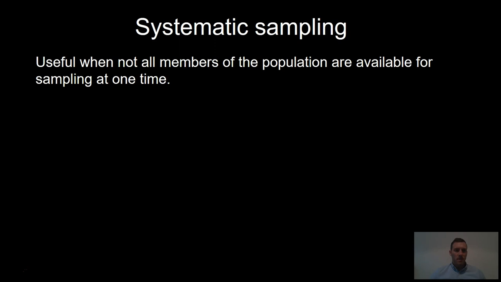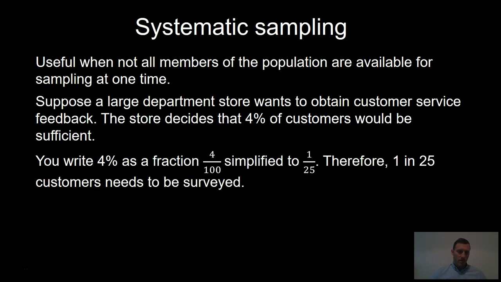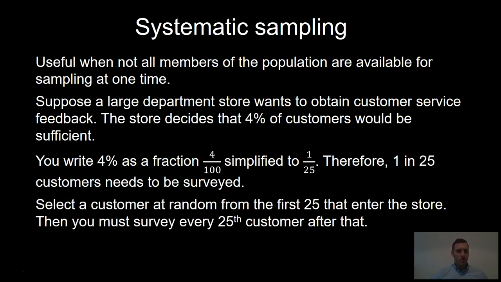So systematic sampling is useful when not all the members of the population are available for sampling at one time. Suppose a large department store wants to obtain customer service feedback. The store decides that 4% of customers will be sufficient. So 4% as a fraction is 4 on 100, which simplifies to 1 on 25. Therefore, 1 in 25 customers needs to be surveyed. And what the department store would do is select a customer at random from the first 25 for the day. Then they survey every 25th after that.